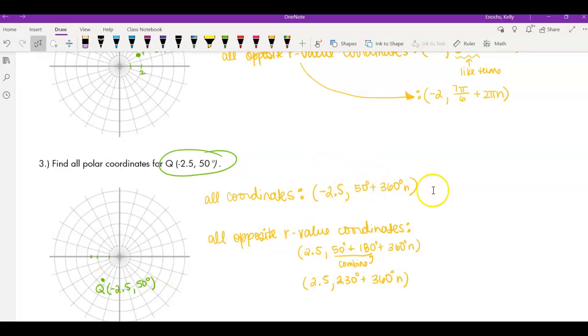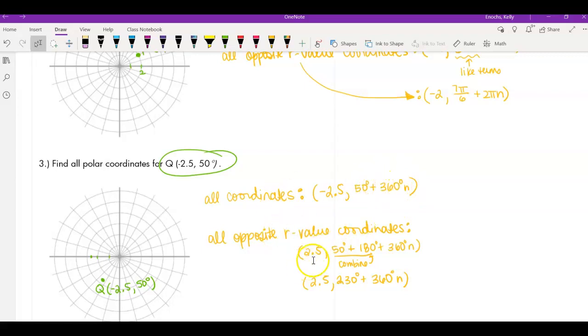So then when I go through and add my values to get all coordinates, I'm going to add those infinitely many circles, so plus 360n. You cannot add these because remember this one has no n and this one does have n. So 50 plus 360n is your total value of all of the infinitely many circles you can make with that degree or amount of rotation.